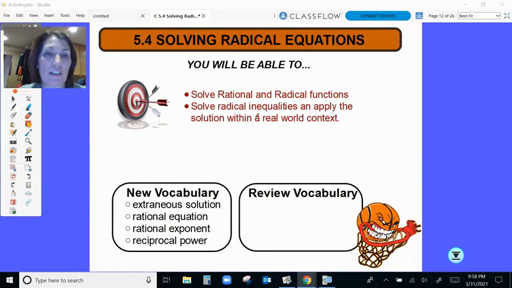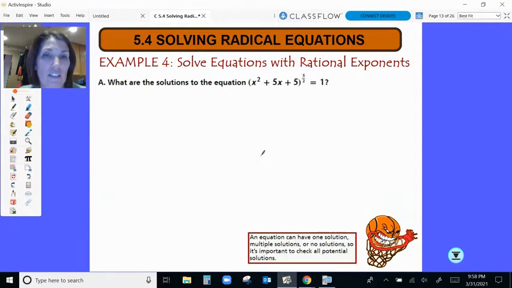Welcome back to 5.4 day 2. We are going to learn how to solve rational and radical functions, as well as solving radical inequalities and applying a solution to a real world context. So first of all, let's take a look here. We have a quadratic raised to a rational power. How do we solve those?